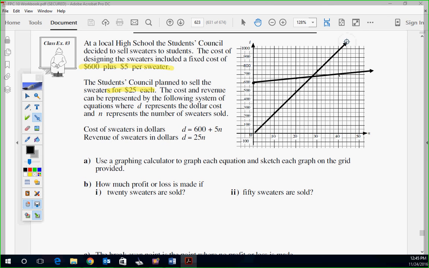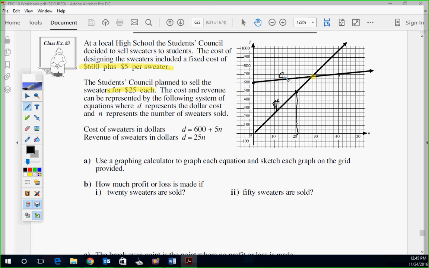Okay, if you guys are with me, what is this point here, if you've got it yet? How much profit or loss is made if you sell 20 sweaters? Let's look at this here. If I sell 20 sweaters, that right there tells me how much I'm going to make. This is your profit line, because that's how much you're making per sold sweater. This is your cost line, right? So the difference between these two points is going to be the answer.